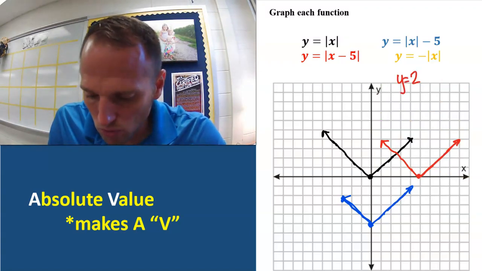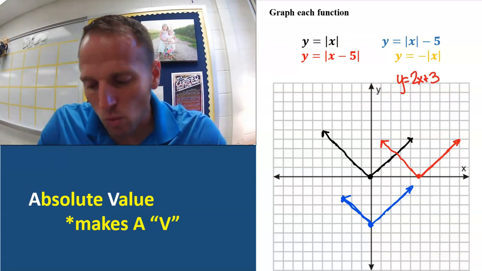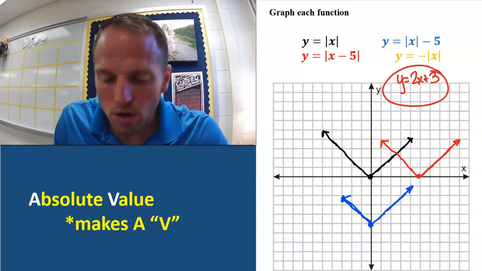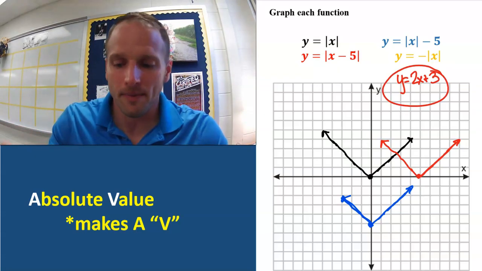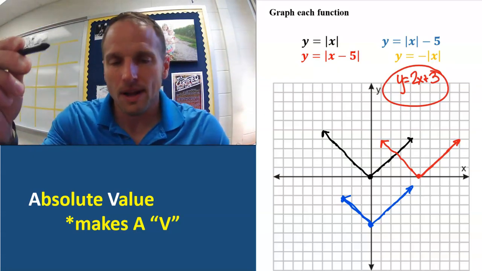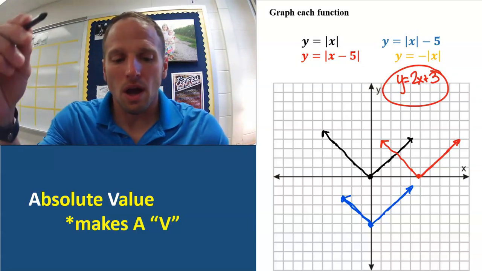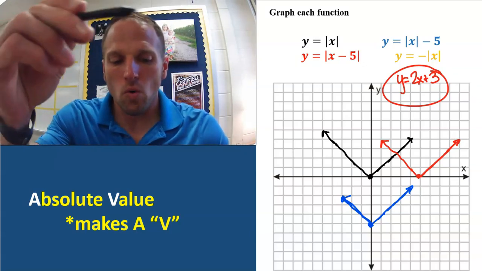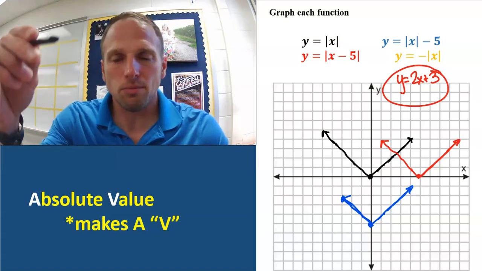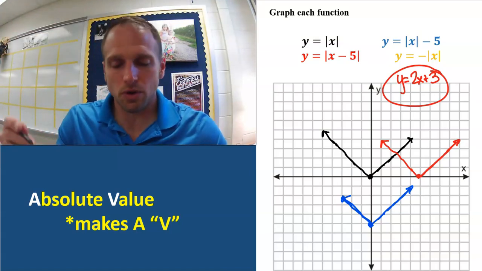Y equals 2x plus 3. How would we graph that? Well, we would start by going up 3, right? And then we put a dot, and that's our y-intercept. And then from there, we would go up 2 and over 1, because that was a positive 2. So we'd go up 2, over 1.